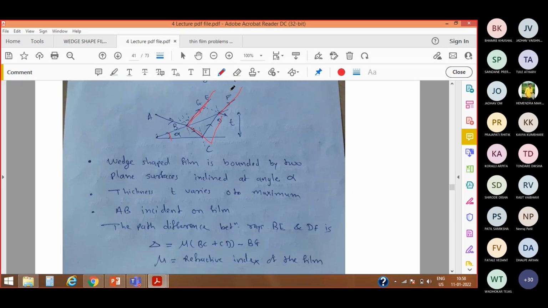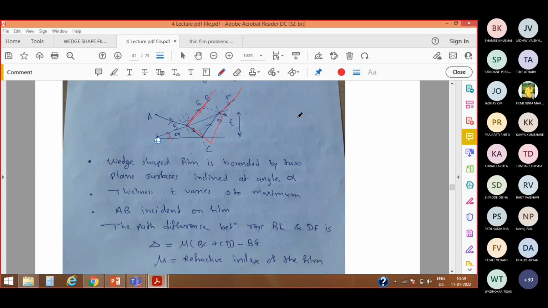In wedge-shaped thin films, the film is bounded by two plane surfaces inclined at angle alpha. Two plane surfaces means the plane surfaces of the glass plate, upper and lower. The angle between the two is alpha. The thickness t varies from 0 to a maximum. Thickness is changing from this point to this point.